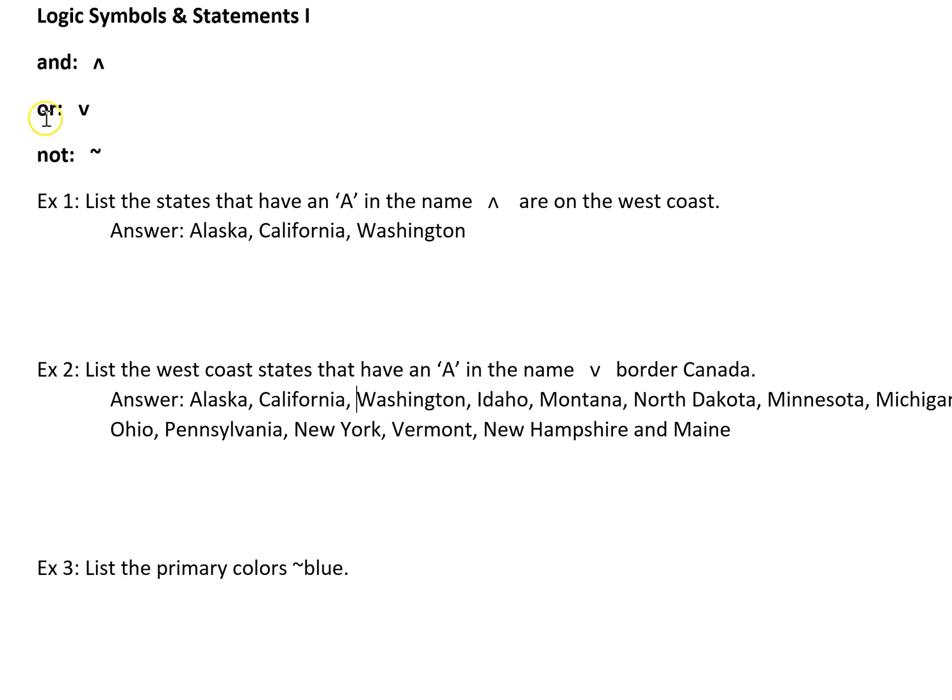The second word is "or." "Or" is shown with a V. If I said, I go to the brew house or I have a hamburger, it does mean that I could have a hamburger at the brew house, but it also means that I could be at the brew house eating something else, or I could be somewhere else having a hamburger. "Or" just means one of the two events is happening, or maybe both of them.